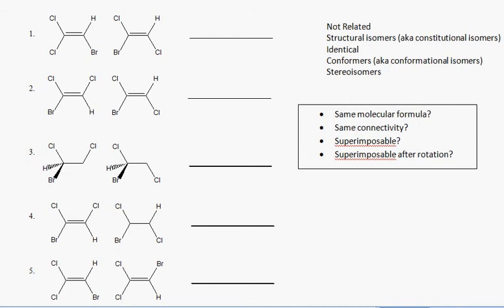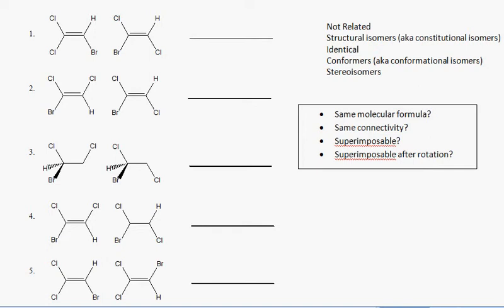This example problem is what I call an isomer matching problem. On the left, we have 5 pairs of molecules. You're asked to define the relationship between each pair. The relationships are listed in the top right corner of the page. You will use one relationship only once. You will never use any relationship more than once. So you can use process of elimination to your advantage.